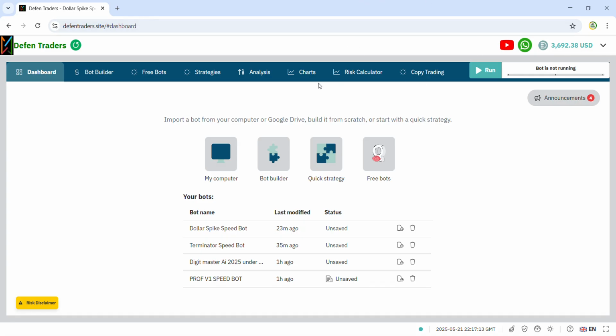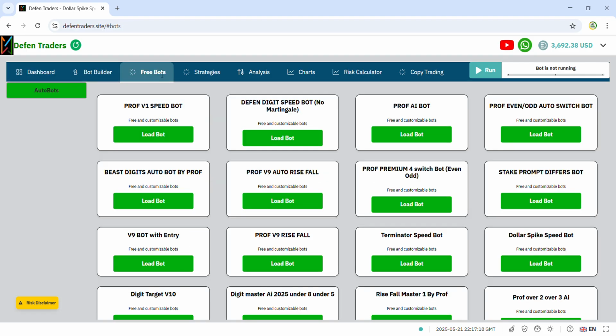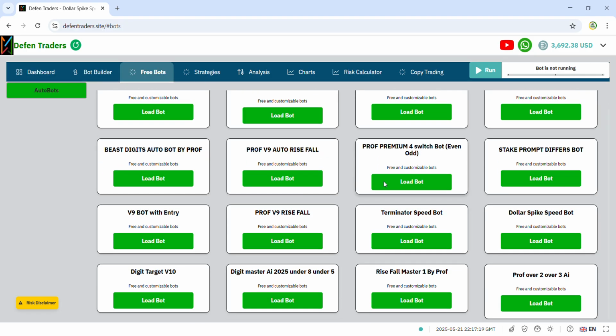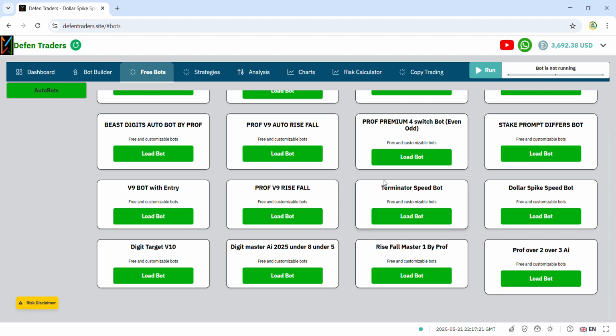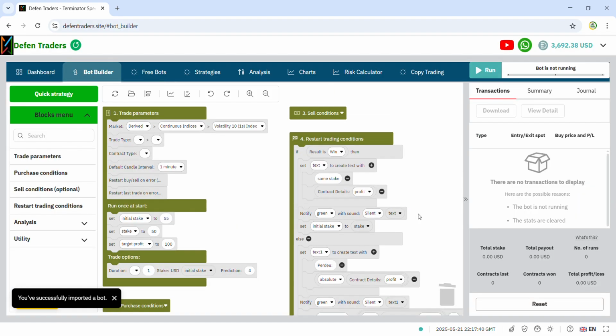On the different traders site, you click on the free bots. You can see I have just placed them here for you for free. No selling, it's free of charge. So let's pick one and use it as our example today. Let's pick the Terminator Speed Robot.